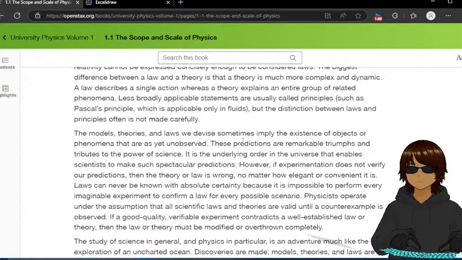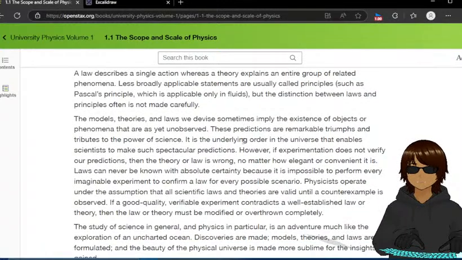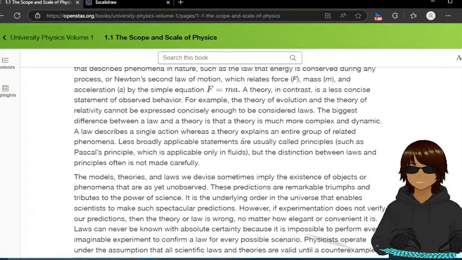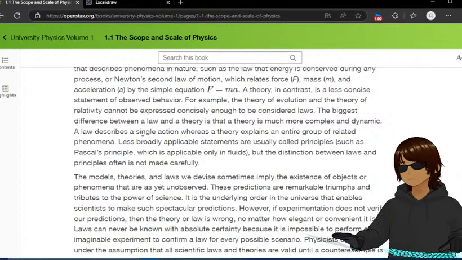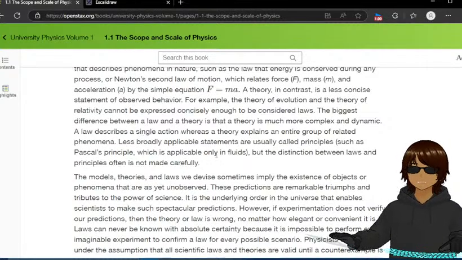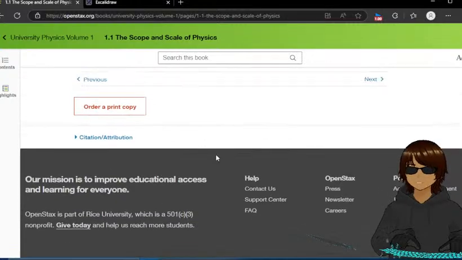I'm not clear what the definition of principle is. So, principle is less broadly applicable, like Pascal's principle. So, it's a generalized statement in a very specific topic. So, you're describing a phenomena in simple terms of a very specific topic. Is that what it is?